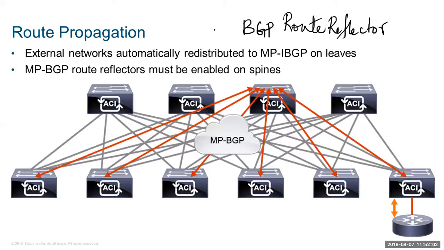I enable the spine. By the way, you can only enable a spine to be a route reflector. I enabled a spine to be a route reflector. The minute I enabled it, not only when I click that in the GUI, it actually does multiple things in the background. It enables BGP, not only on the spine, I'll be more precise, MP-BGP. And if I had to be more accurate, it is MP-iBGP. That means these are all considered in one AS.